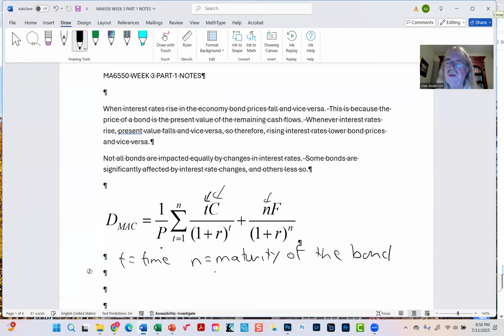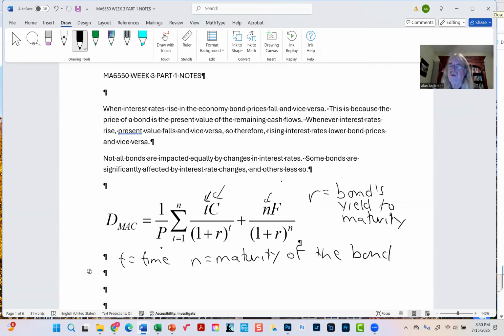C is the constant coupon payment every period. That never changes. Okay. And so the R is the bond's yield to maturity. And that's the discount factor, or the rate at which we discount the bond's cash flows. That number reflects several key factors, including the maturity of the bond and especially the credit rating of the bond.